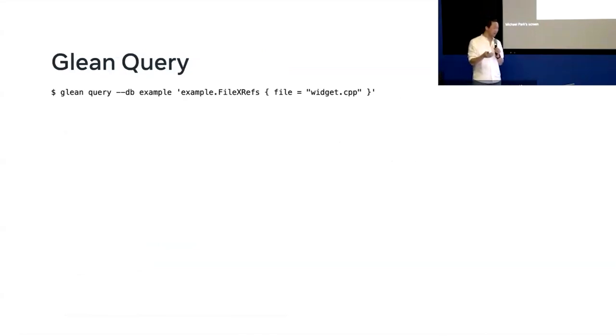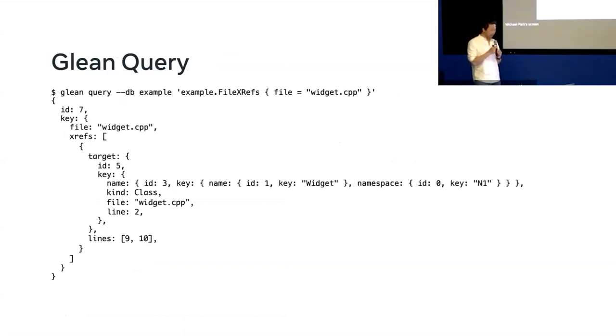Earlier I showed the Glean shell. You can do a similar thing with Glean query, where you can basically give it file xrefs where the file is widget.cpp, right? And based on the facts that we wrote before this slide, this is the information that it's going to spit out at you. And by default, the Glean command line tools will expand all of the nested facts so that you can see it without having to chase those pointers, basically, right?